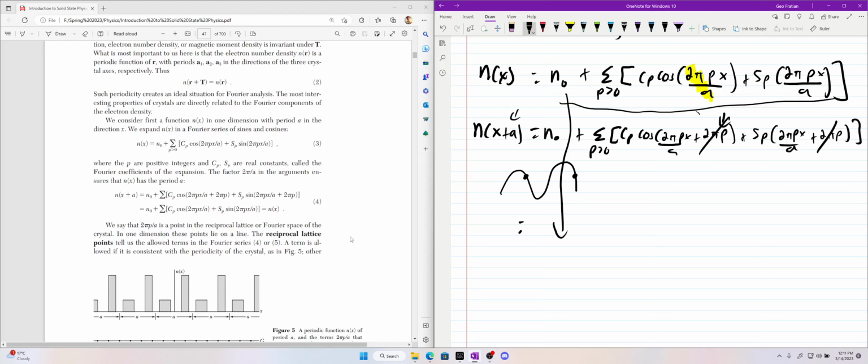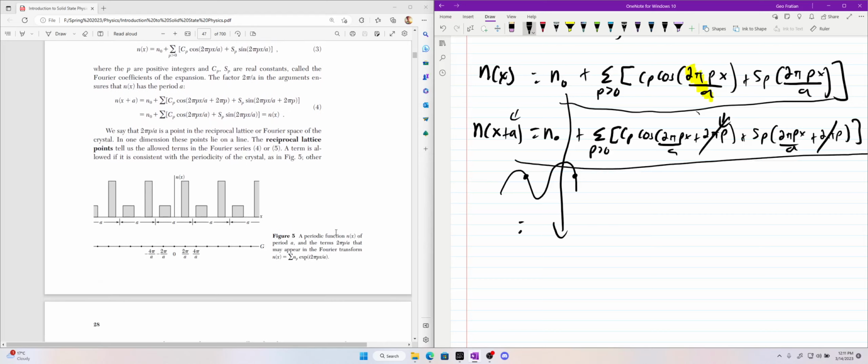Okay. Then we can say that 2 pi p over a is a point in the reciprocal lattice or Fourier space of the crystal. So in one dimension, these points lie in a line, and the reciprocal lattice points tell us the allowed terms in the Fourier series. This is the Fourier series right here. Or I guess this one up here is probably better because it's without the useless phase. And a term is allowed if it is consistent with the periodicity of the crystal, as in figure 5.